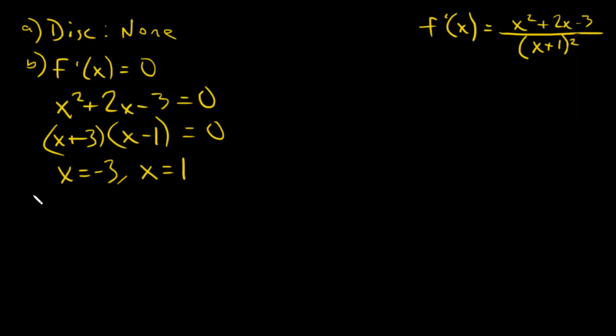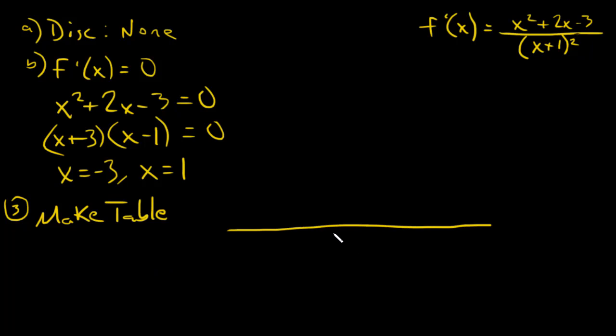So I can now move to the next step, and that's where we make the table. So step 3, make the table. So I'm going to put the table right here. x equals negative 3, and x equals positive 1. Okay, I need a value to test with my slope function, f prime, that is less than negative 3. How about negative 4? I agree, that's a nice number.